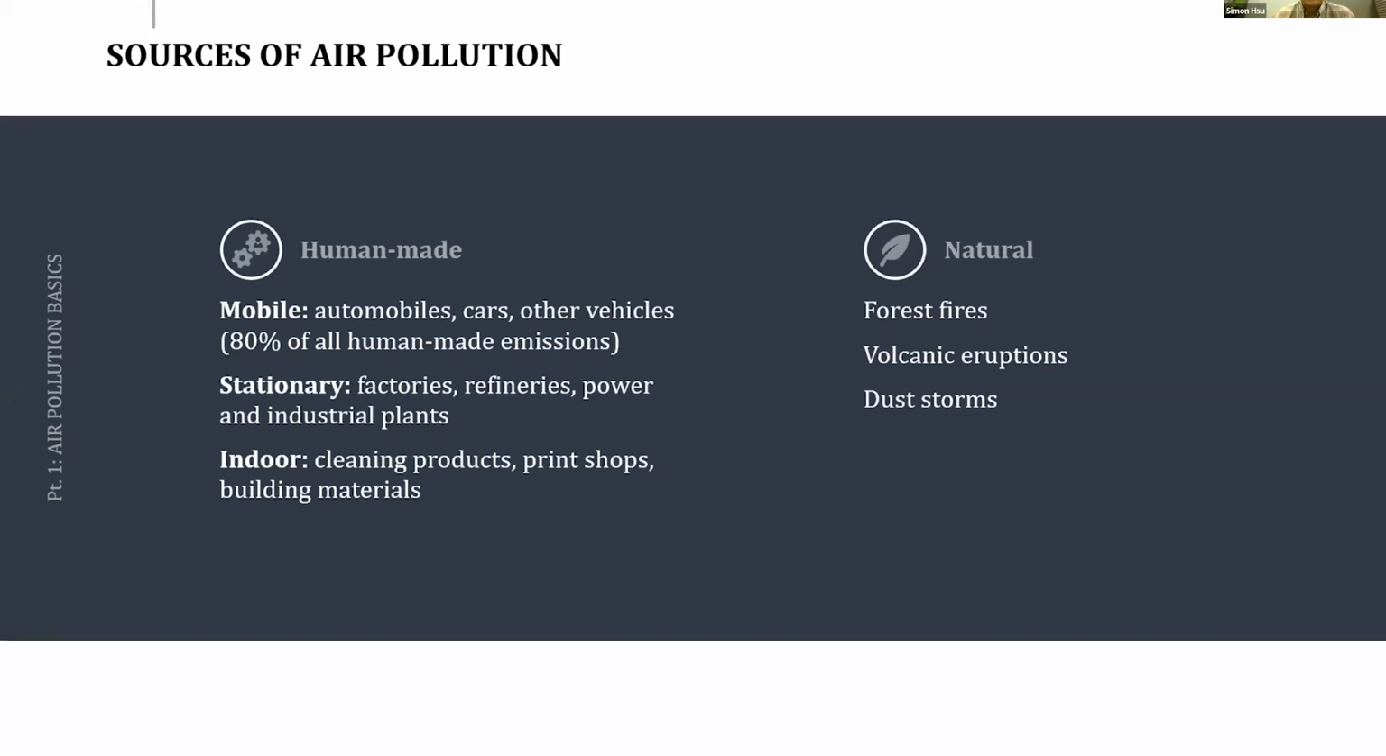Then you have stationary sources, so factories, refineries, power and industrial plants. And kind of rounding up human-made causes, indoor sources, including cleaning products, print shops, and building materials. And then, as I mentioned, natural sources really contribute much less to the global burden of air pollution. I think forest fires ranks number 1, but you also have things like volcanic eruptions and dust storms.